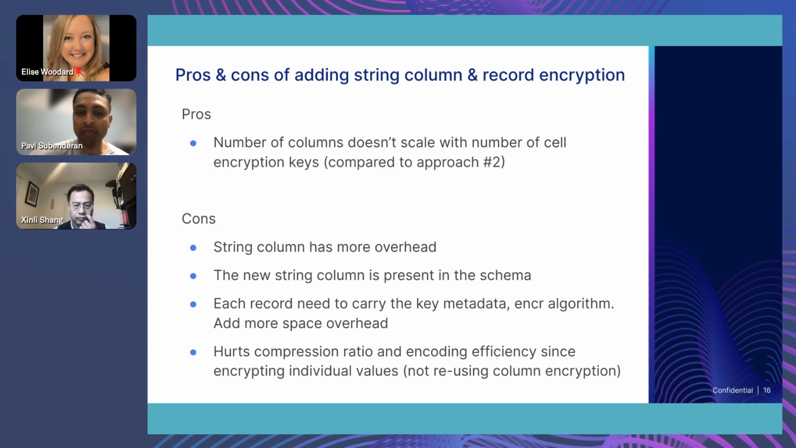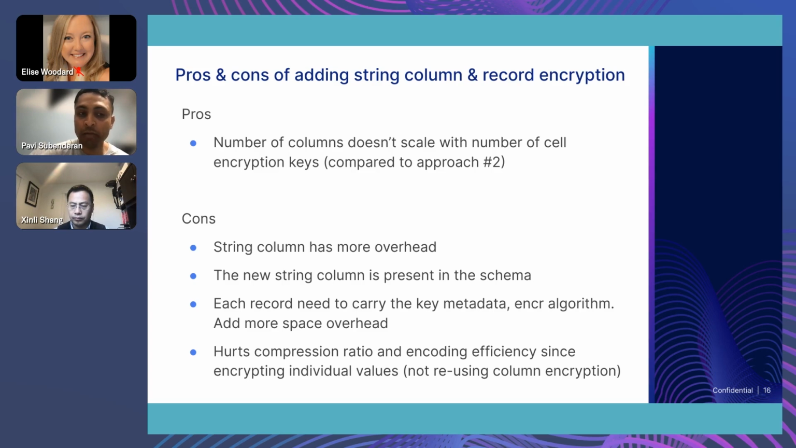The big pro of this is that we don't scale the number of columns with the number of cell encrypted keys, as opposed to approach 2. But we found a bunch of cons. The string column has more overhead, since we're doing some data type conversion to store things into the string column. This new string column also needs to be present in the schema, unlike option two, where we're using the hidden column. And each record needs to carry the key metadata and encryption algorithm.